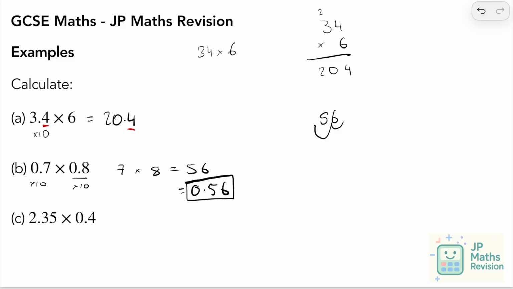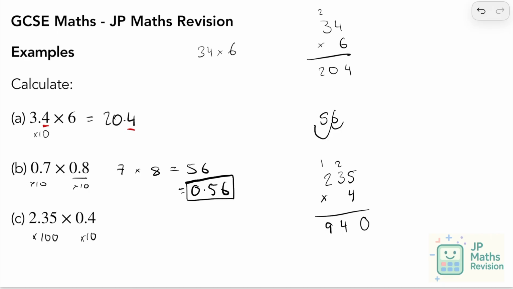The next one, I have 2.35 times 0.4. Rather than doing 2.35 times 0.4, I'm going to do 235 times 4. So I'm going to times this one by 100 and times this one by 10. So 235 times 4: 5 times 4 is 20, carry the 2. 3 times 4 is 12, plus 2 is 14, carry the 1. 2 times 4 is 8, plus 1 is 9, so I have 940.